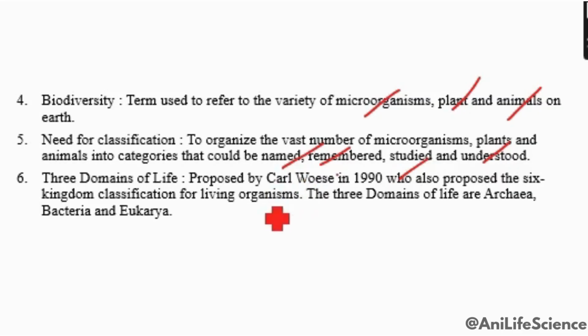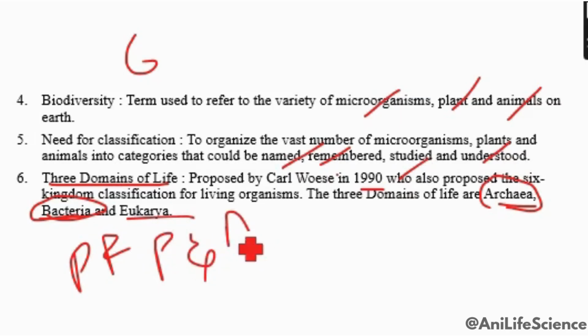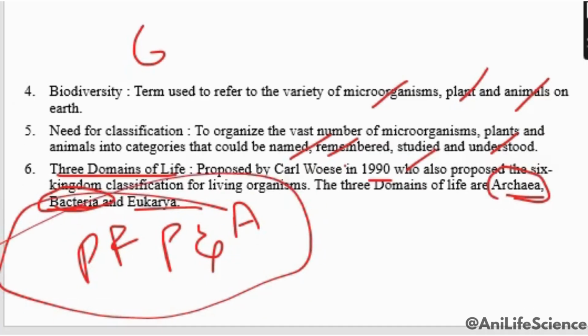Carl Woese introduced a system in 1990 called the three domains of life, which include archaea, bacteria, and eukarya. We have six kingdoms: archaebacteria under archaea, eubacteria under bacteria, and then protista, fungi, plantae, and animalia. These all come under eukarya.